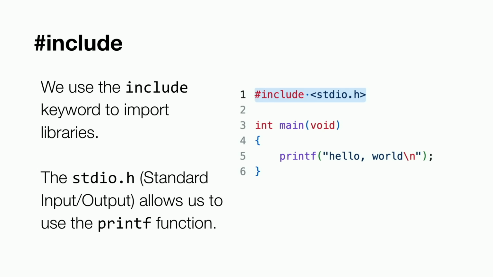Next, we also have header files. And so this #include <stdio.h> is what we use to import libraries. So stdio.h is a library in C, and it contains a lot of different functions, one of which is the printf function. So when we want to use printf, we also have to make sure we include this library.